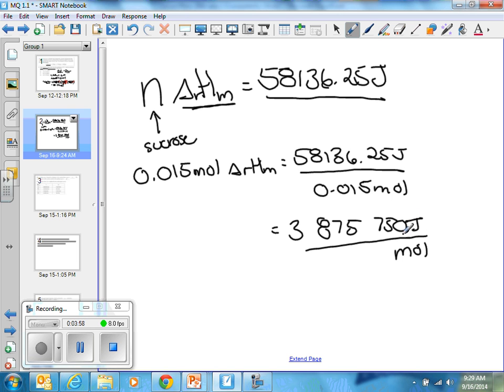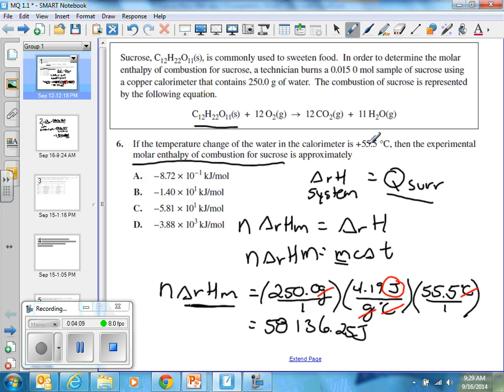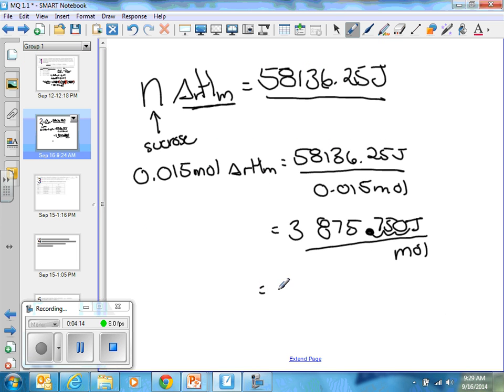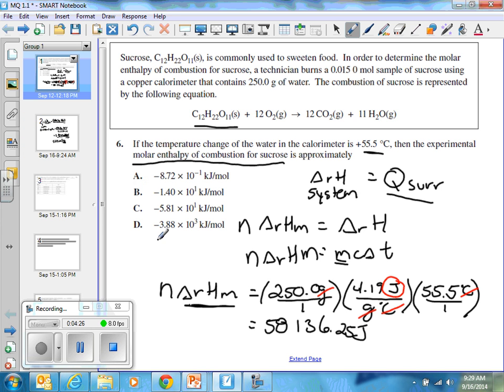Okay. However, we want to convert this to kilojoules. So we can move our decimal 3 spaces to the left to convert to kilojoules. So we'll have 3,875. The original question, we're only going to want 3 significant digits. So we have to use scientific notation here. So this will be 3.88 times 10 to the 3 kilojoules per mole. If we go back to the answers given, the answer should be negative here because this is an exothermic reaction. So our correct answer is D.